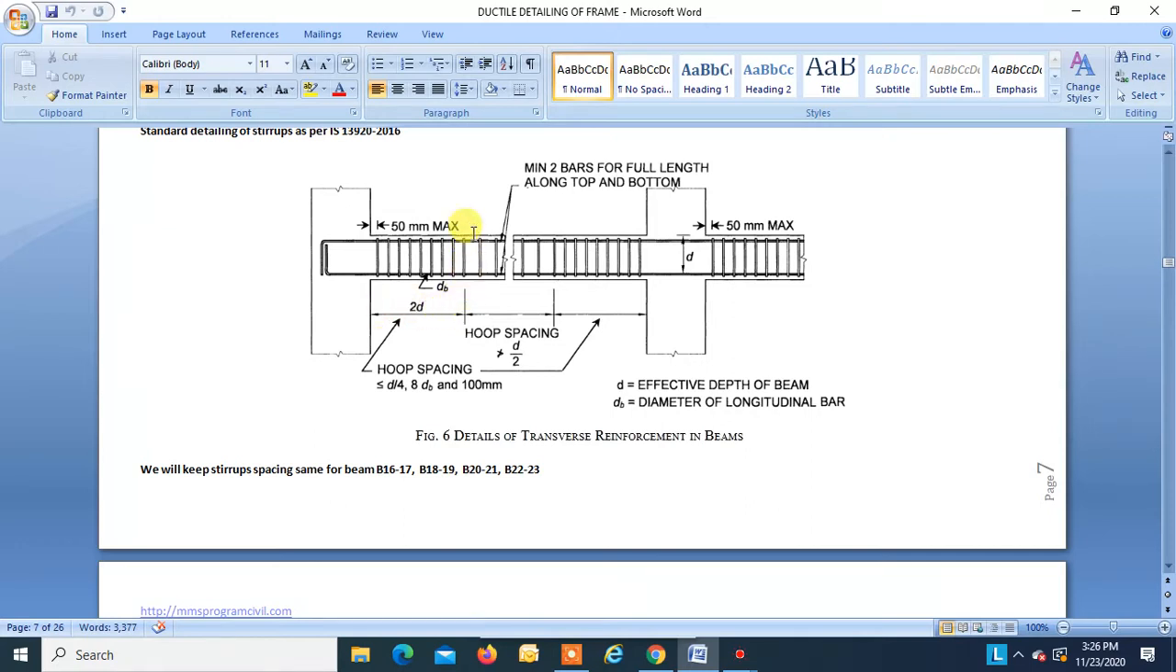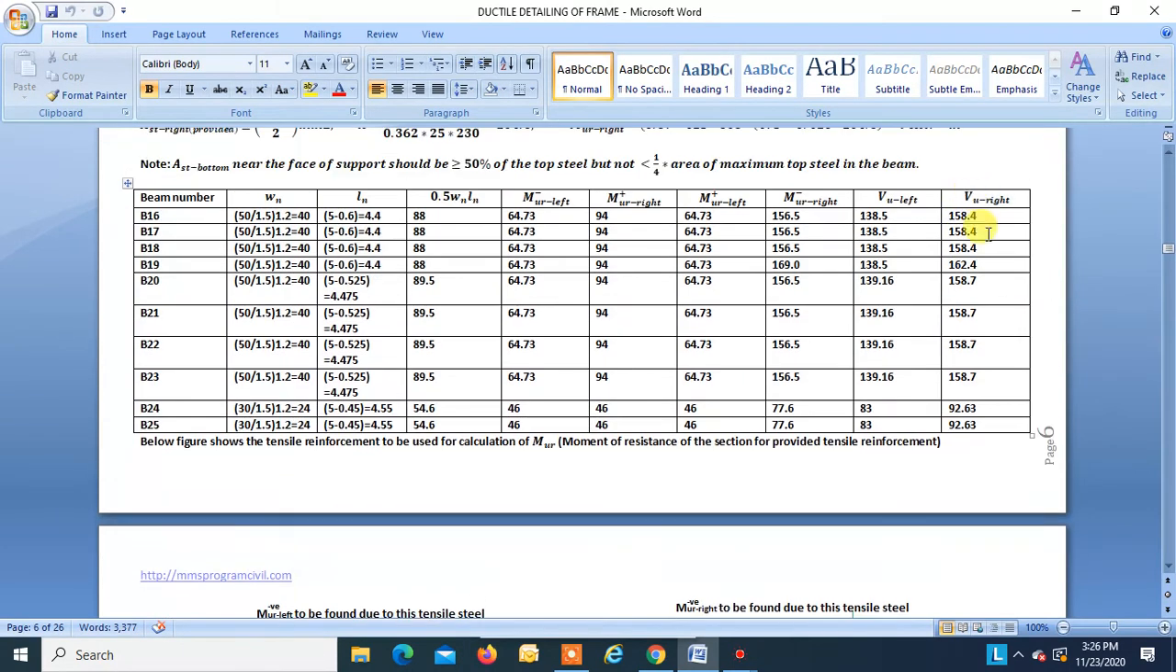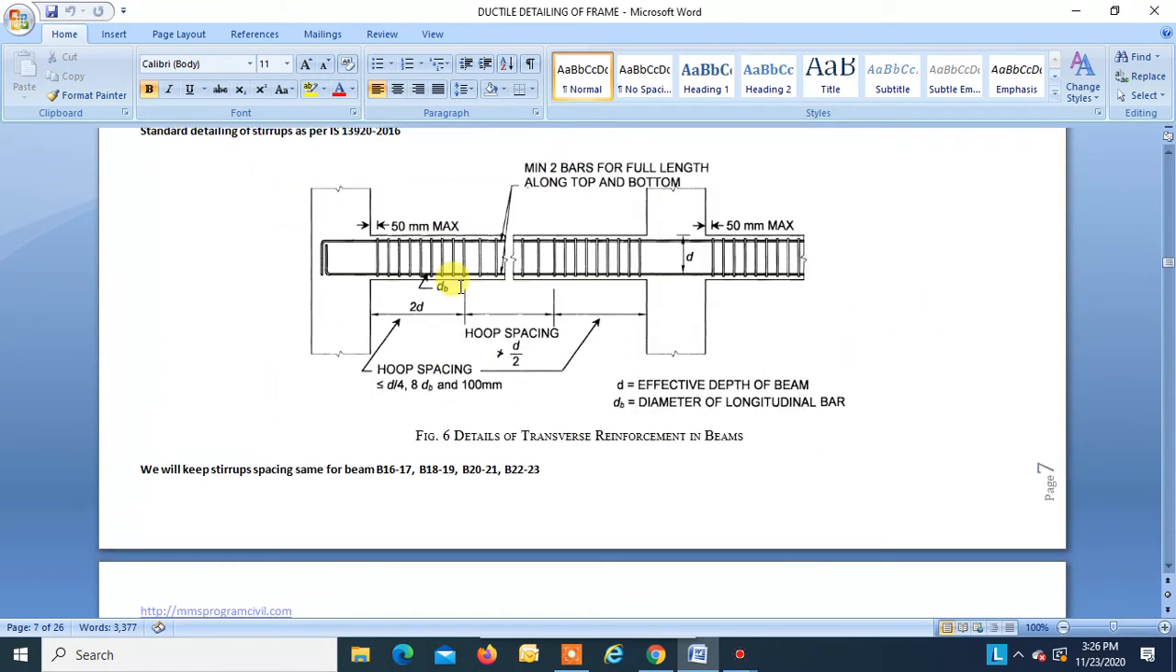For that, this portion has to be designed, that is up to a length of 2d on this side, and this distance 2d from the right hand support has to be designed for VU right, the maximum VU right which we got over here in the table. So we will find the spacing of the stirrups, do the calculation, and in the in-between area, the spacing of the stirrups should not be greater than d by 2. D is the effective depth.